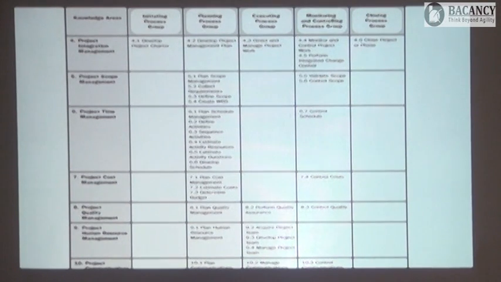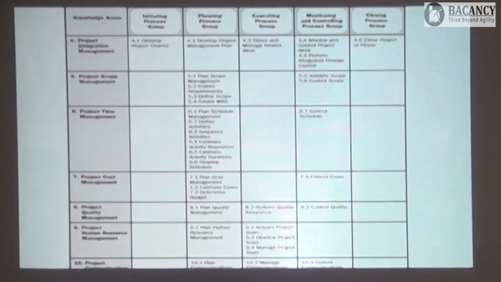So we are assuming that everything is done. We are into the execution phase. We are doing direct and manage project work. And then we have completed the entire work and the soup is ready. When the soup is ready, then only we will take it to monitor and control project work. But before we do the monitor and control project work, we need to check the deliverable for correctness with respect to scope.